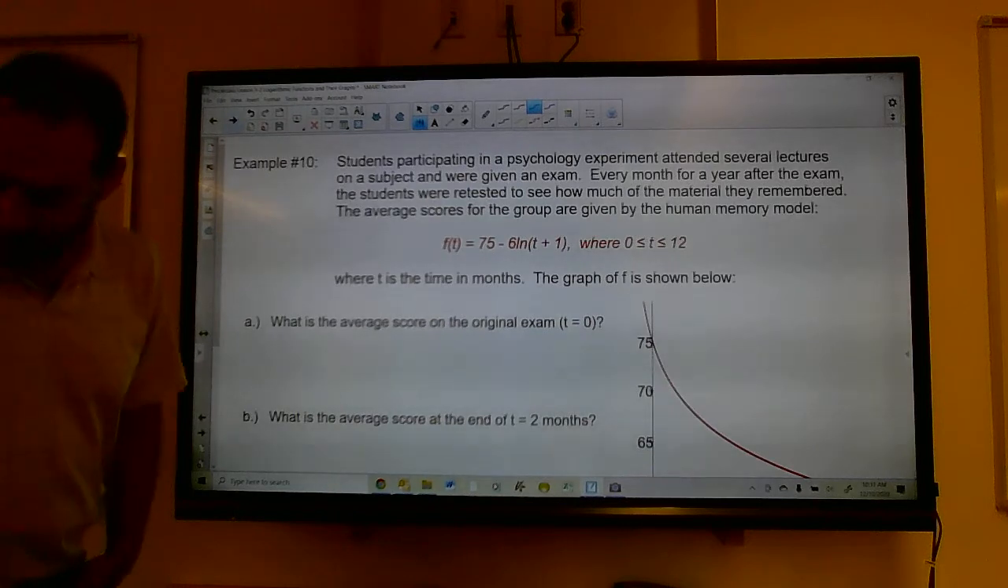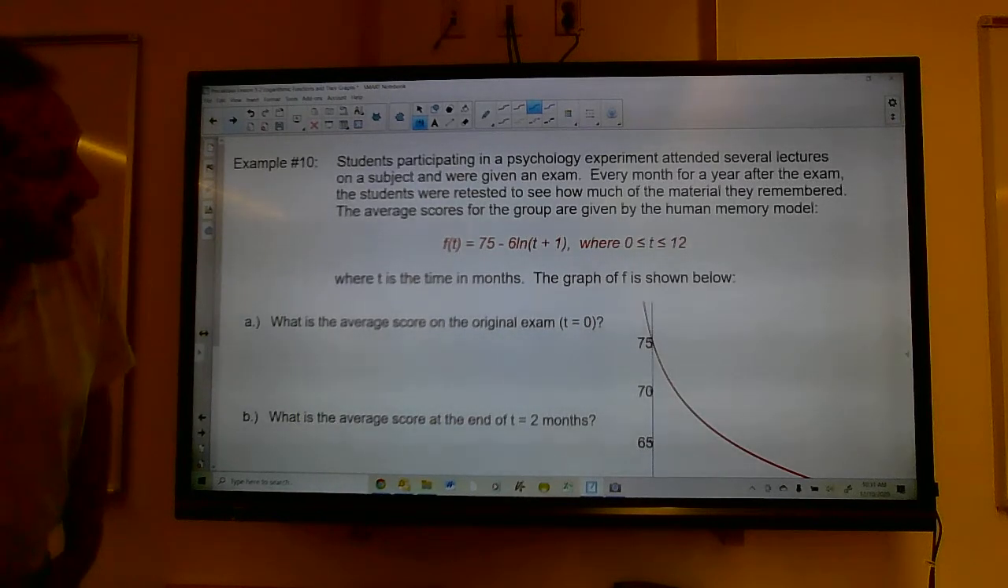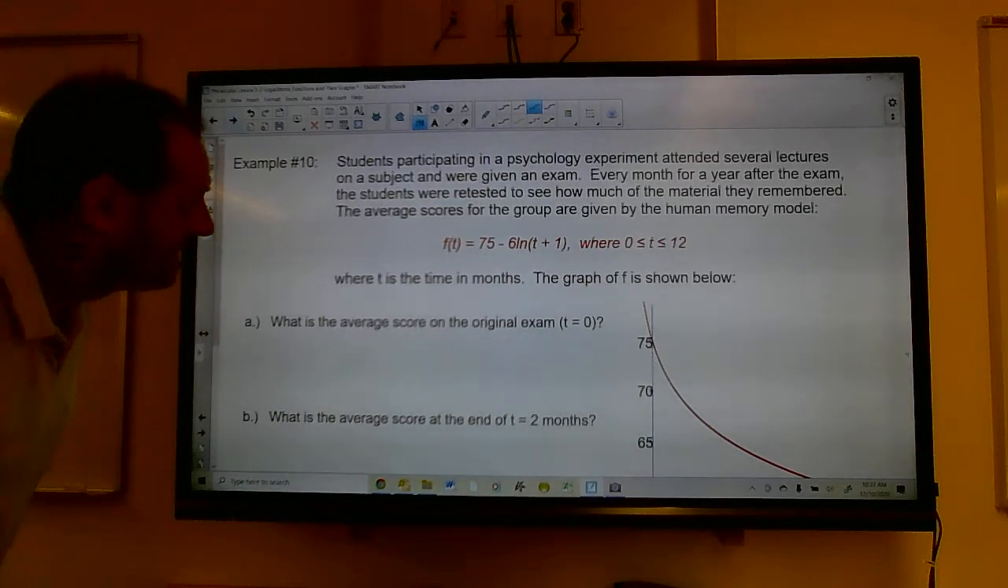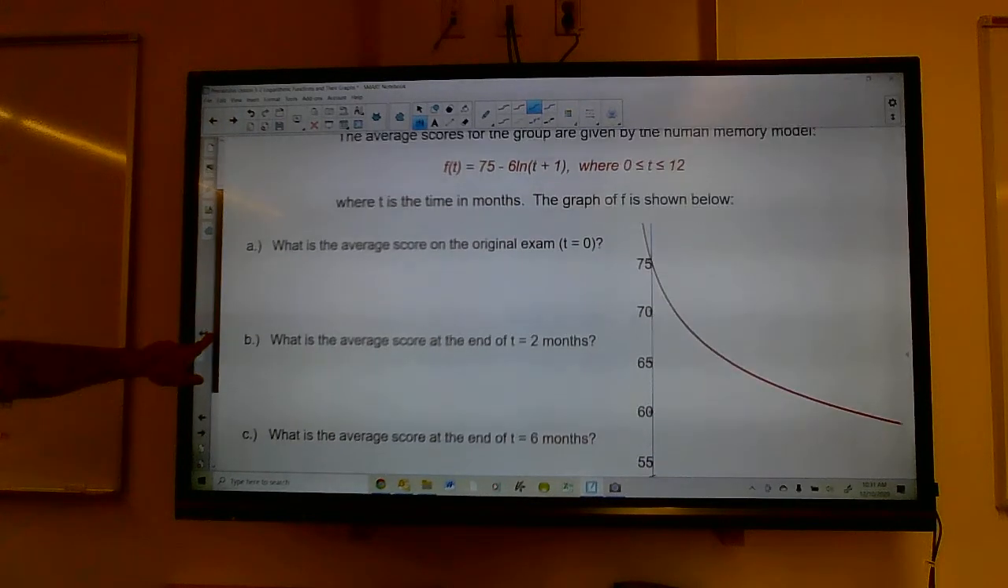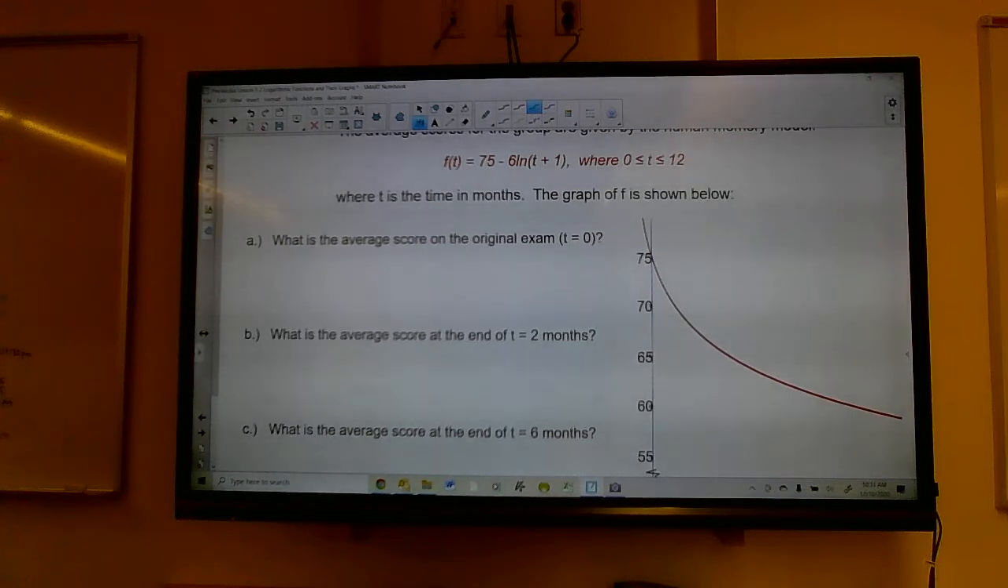All right, students participating in a psychology experiment attended several lectures on a subject and were given an exam. Every month for a year after the exam, the students were retested to see how much of the material they remembered. The average scores for the group are given by the human memory model. f of t equals 75 minus 6 times the natural log of t plus 1, where 0 is less than or equal to t is less than or equal to 12, where t is the time in months. The graph of f is shown below. So here's your graph of what they remembered.